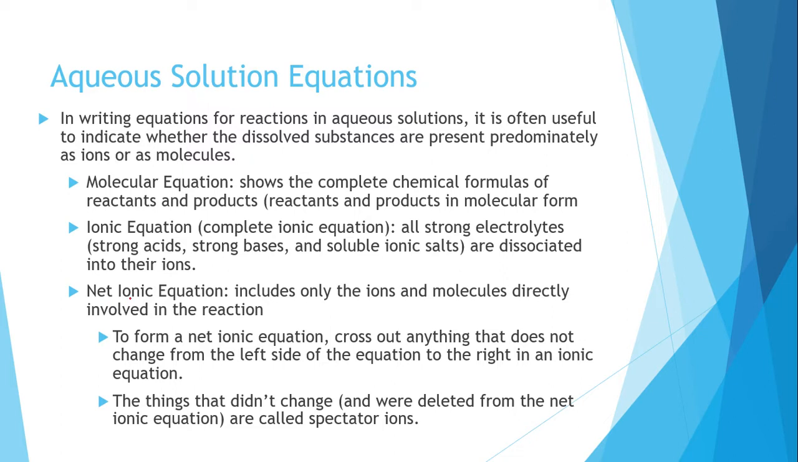Then the last one is a net ionic equation. This includes only the ions or molecules directly involved in the reaction. And in order to get the net ionic equation, it's pretty simple. You cross out anything that does not change from the left side of the arrow in the equation to the right side of the arrow. The things that didn't change or were deleted are called spectator ions. They're kind of like a sporting event. They just watch, they don't actually participate.